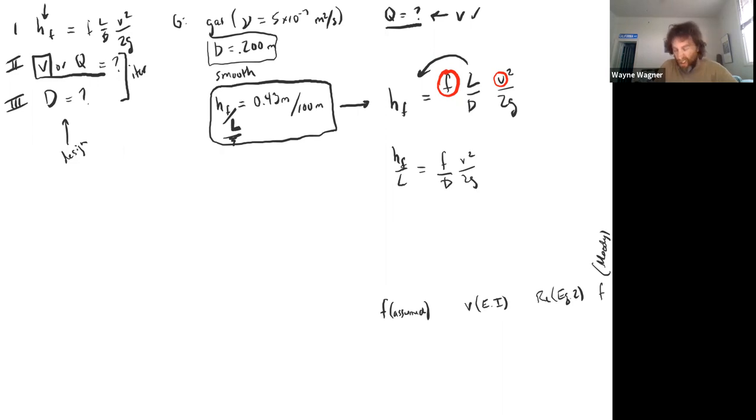A little bit annoying, but I think we're going to have to rearrange this. I'm just going to start plugging in. This D, I'm going to replace with 0.200 meters. HF on L, I'm going to replace with 0.43 over 100. I'm not going to worry about the units there because they cancel. And I'm going to replace 2G with 2 times 9.81 meters per second squared.